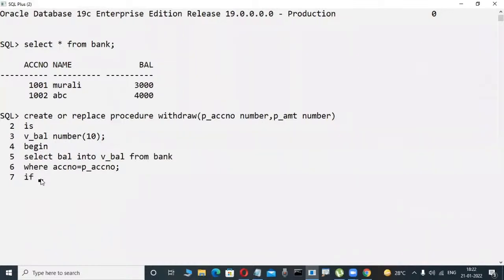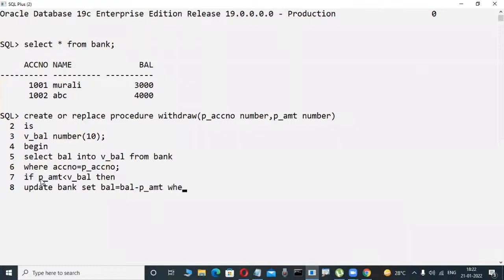Whenever I insert an ATM card and try to withdraw 9,000, as in the previous case, that is an amount only. Logically, observe here, not the coding: if that amount is less than the available balance, then I want to affect the database. Update table name, set balance equal to balance minus p_amount.